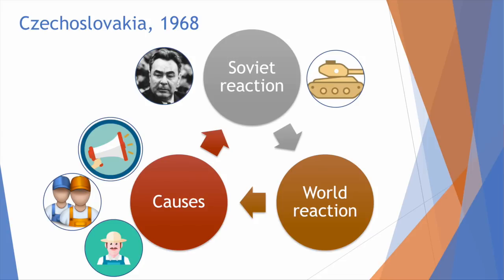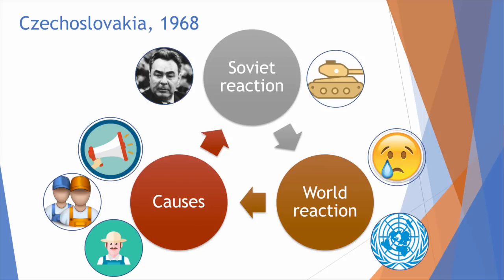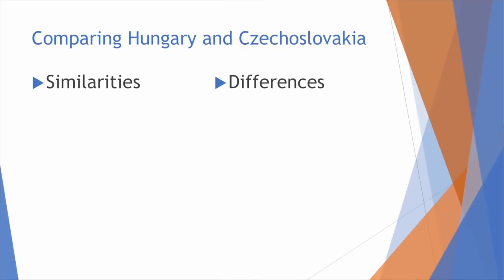The world reaction, once again, is one in which leaders of the time will speak up against the Soviet Union. They will talk about how this is a terrible thing. But the United Nations does essentially nothing. Now, I think that our book does a very nice job, and if you look on page 122, there's a very nice table which breaks into different topics: what are the similarities and what are the differences between what happens in Hungary and what happens in Czechoslovakia?